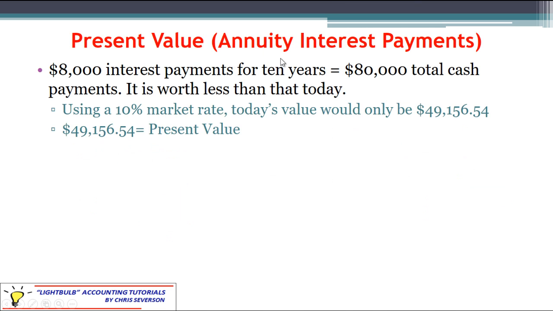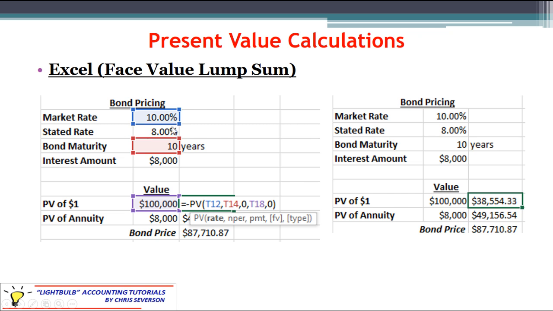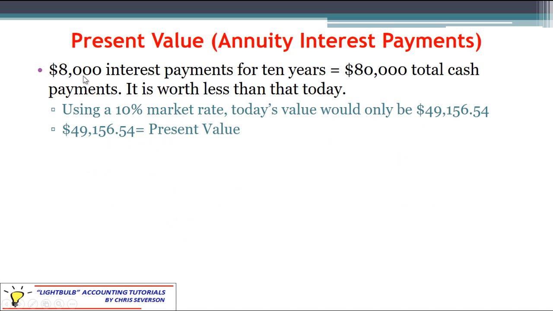Now the annuity interest payments, here we have $8,000 in interest payments for 10 years. Now by the way, that was the $100,000 price multiplied, if we go back here, by the 8% stated rate. That's how we calculate the $8,000 interest payments for 10 years. So it's going to be a total of $80,000 in cash. Now, that'll be in the future. It's going to be worth less than that today, just like any other future value. So if we were to use a 10% market rate, today's value would only be $49,156. That $80,000 in the future would only be worth just short of $50,000 today.